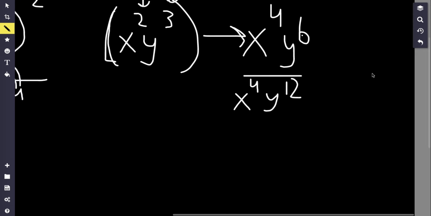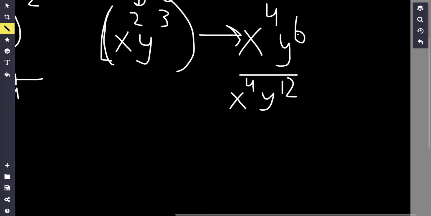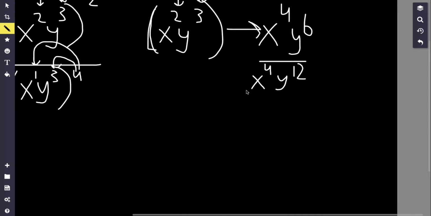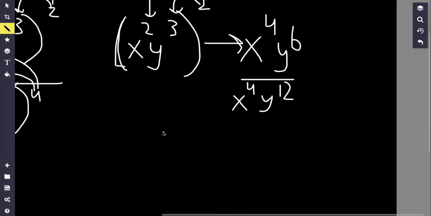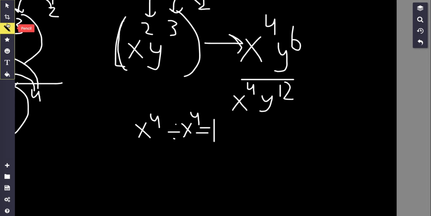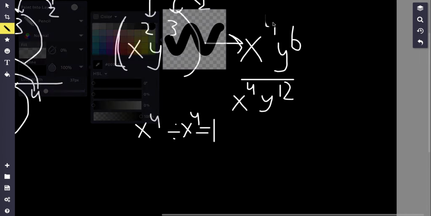Now what we want to do, finally, is use the quotient rule once again. If it helps, you can separate it into 2 fractions, but you actually don't really have to do that once you get used to it. And what you'll notice is that x to the 4th power divided by x to the 4th power, well, anything divided by itself is equal to 1, so this kind of cancels out.